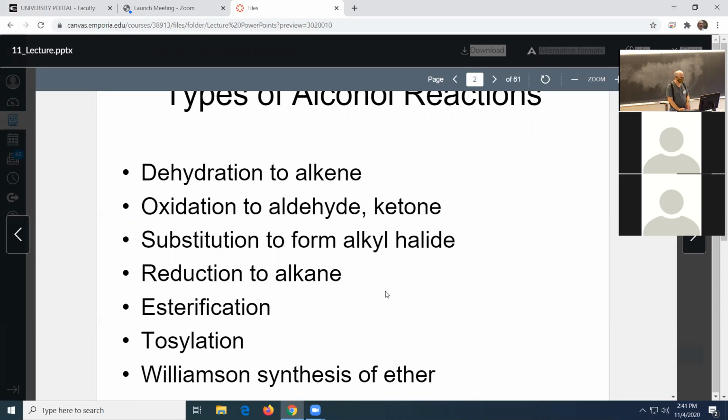We can form alkyl halides. We've done a couple of those, 1-bromobutane, t-butyl chloride. We'll look at some other methods of converting alcohols to alkyl halides. We'll talk about reduction to alkanes. If you convert an alcohol to an alkane, that is a reduction because you're reducing the oxygen content. Esterification, making an ester from an alcohol. Tosylation, and then Williamson ether synthesis.